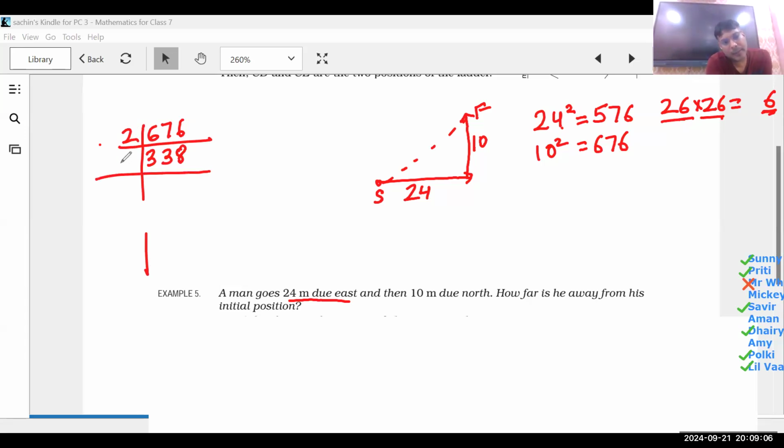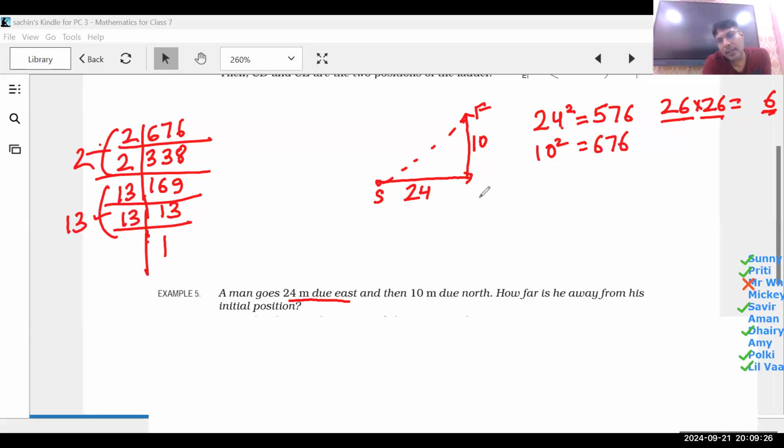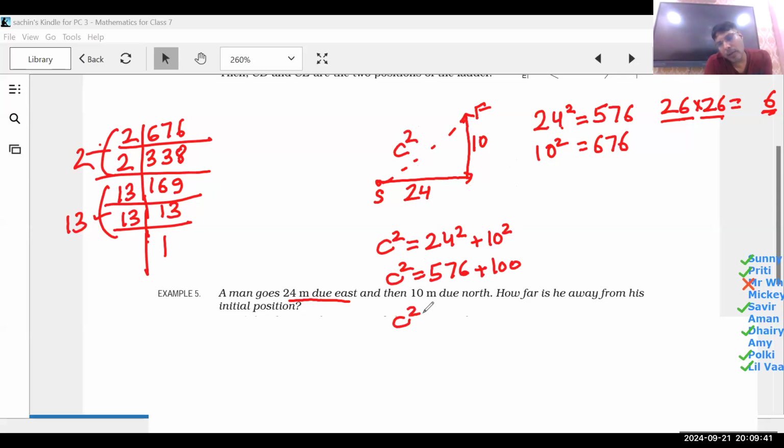If you want to find it, we can also do prime factorization. 676, 338, then 169, and 169 is 13 into 13, so 13 once each, so the square root will be 2 into 13, so the square root of 676 will be 26. So c square is equal to 24 square plus 10 square, so c square is equal to 576 plus 100. C square is equal to 676. C will be equal to 26 meters.